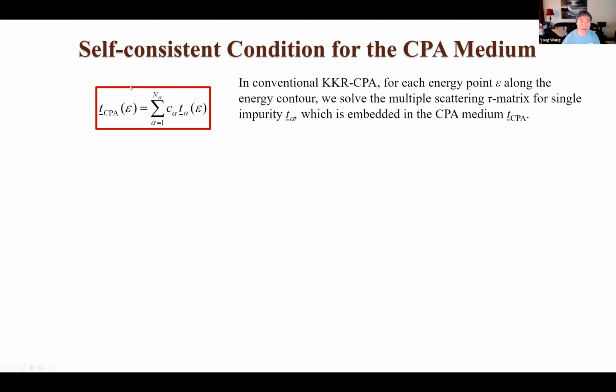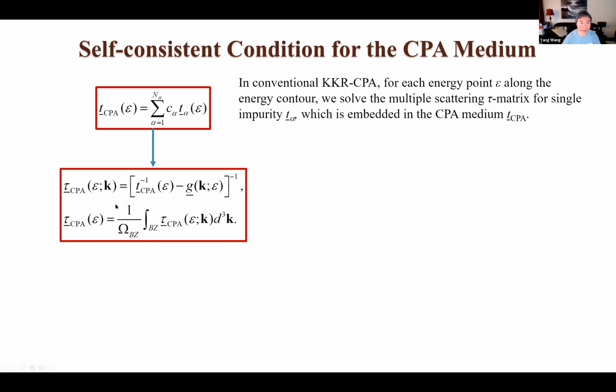We start with an averaging T matrix, because we know T alpha, because we know the atom potential for each single given atom. We take the average of the T matrix for the potential of each individual atom. We can calculate the T matrix, the scattering matrix, and take the average of it as an initial guess of the T matrix for the CPA medium. We use that to calculate tau CPA, based on the initial guess.